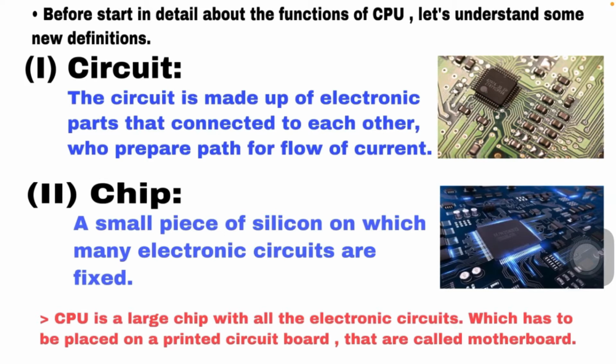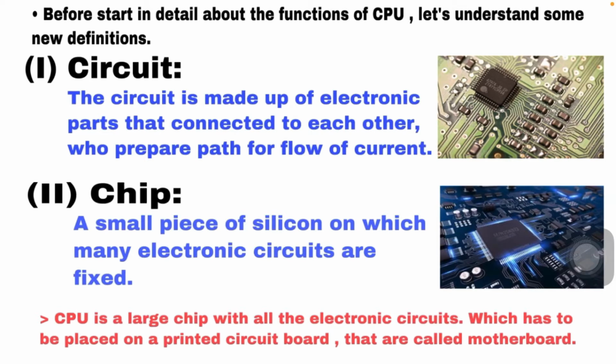The circuit is a small electronic part which is used for passing the current, okay, or you can say it is used for the flowing of current to the chips. And now what is a chip? A chip is a very small piece of silicon. It is also used for processing work in a computer.